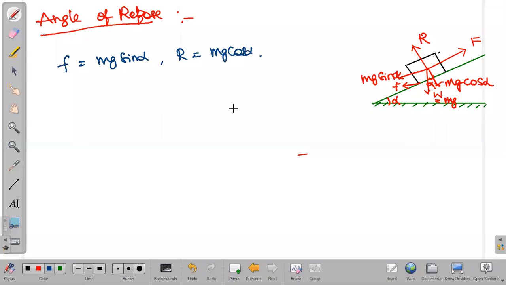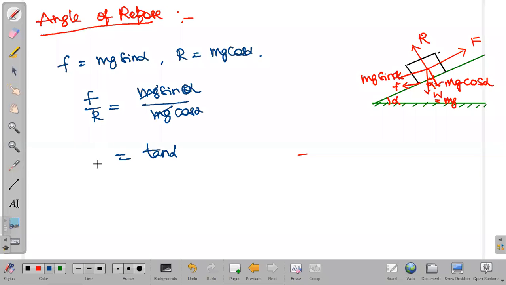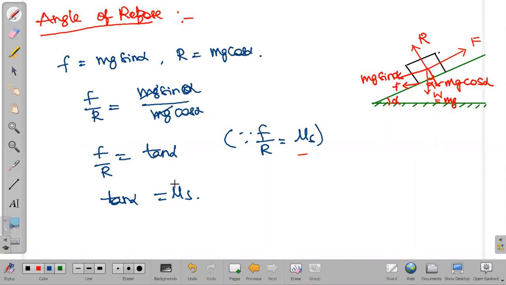Now if I write an expression for F by R, what do we get? mg sine alpha by mg cos alpha. If mg is cancelled out, we get sine alpha by cos alpha, and sine by cos is tan alpha. So tan alpha is equal to limiting friction by normal reaction force. And limiting friction by normal reaction force we already got as the static friction coefficient. So tan alpha is equal to mu s, right? Previously also we got tan theta is equal to mu s.